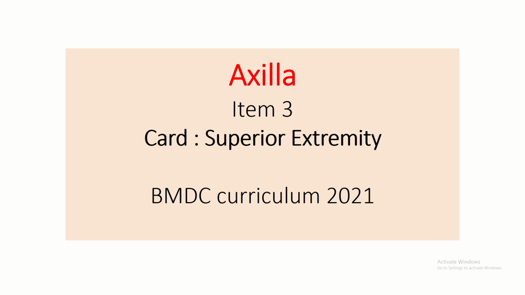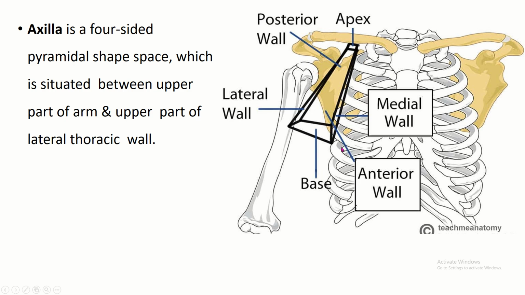Today I discuss the axilla, one of the important topics of the superior extremity. The axilla is a four-sided pyramidal shaped space which is situated in the upper part of the arm and upper part of the lateral thoracic wall. This is the apex, this is the base, this is the anterior wall, this is the posterior wall, this is the medial wall, and this is the lateral wall.